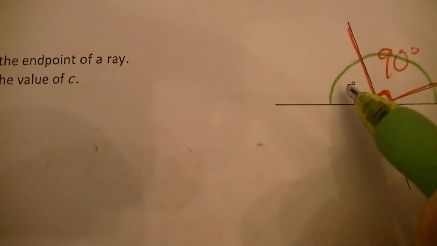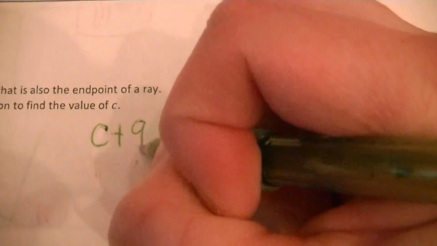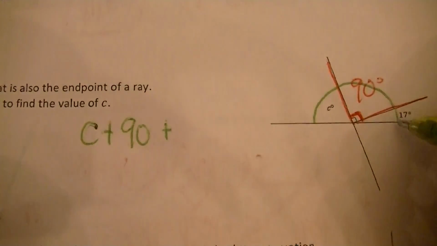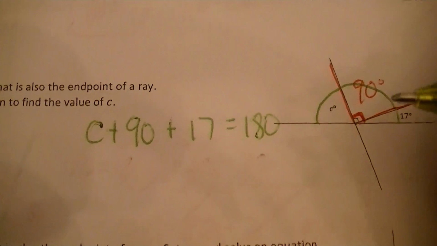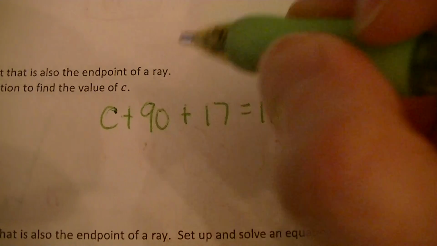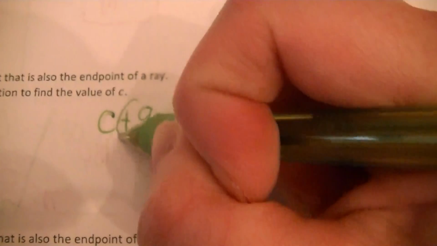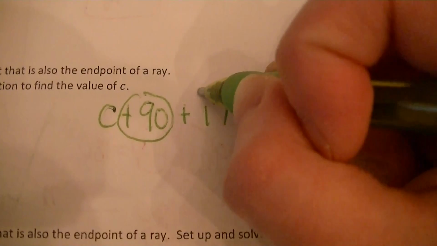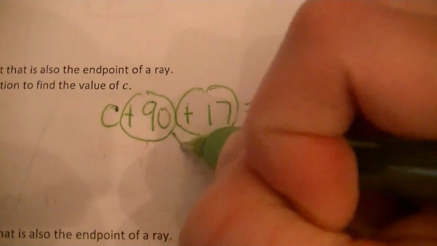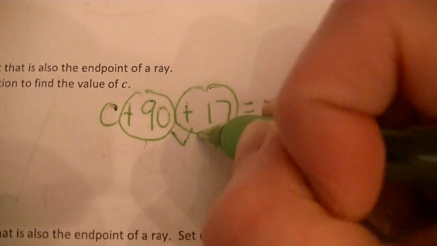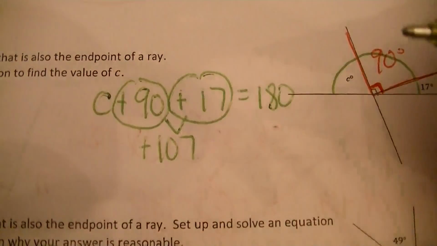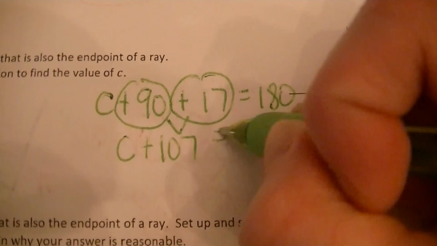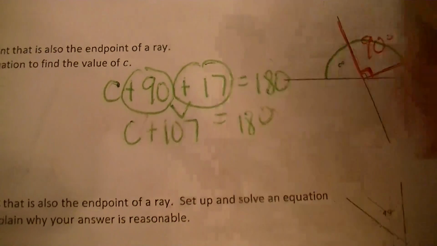So now for the equation. We got this C plus 90 degrees plus this 17 degree angle would have a sum of 180 degrees. Now I can't solve it right now because I need to simplify it. There are some like terms I see. I see a constant of positive 90 and a constant of positive 17. So 90 plus 17 is 107. That's a positive 107. Bring down the C, bring down the equal sign, bring down the 180. Now I can solve it.